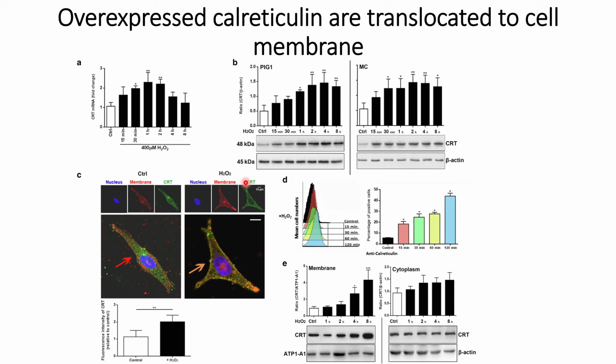Whereas in the case of oxidative stress, they can see some of the signals, marked by the arrow, that green signals are on the membrane. So it represents that calreticulum might be translocated to the membrane. And the quantification of these green signals is represented in the bottom side of panel C, where they can see that the fluorescence intensity of calreticulum is statistically significantly higher in the cells under oxidative stress compared to the control.